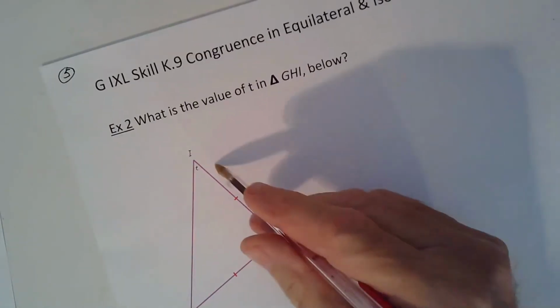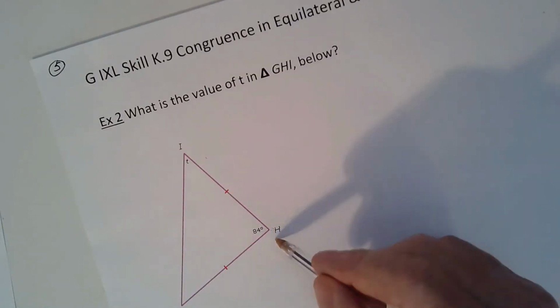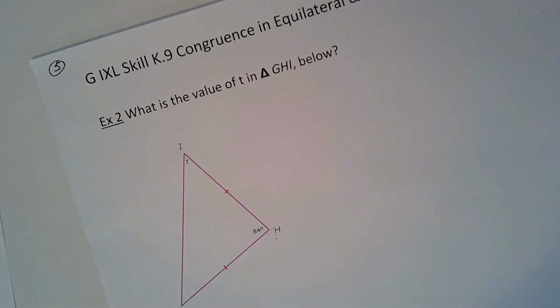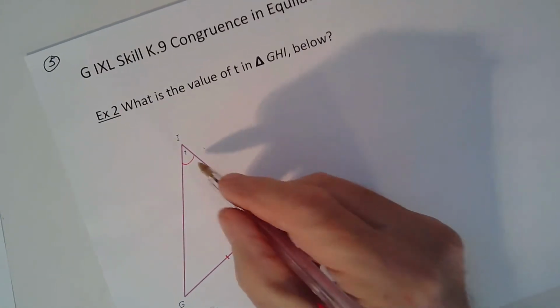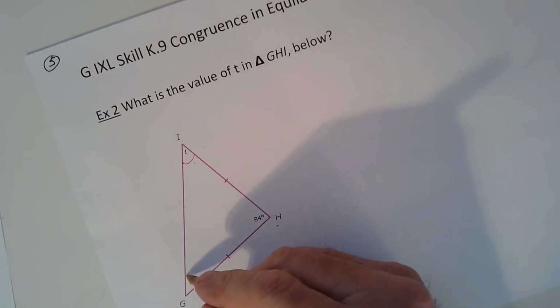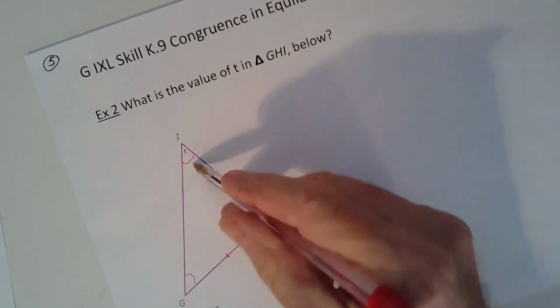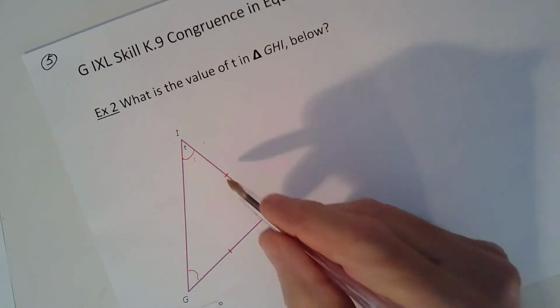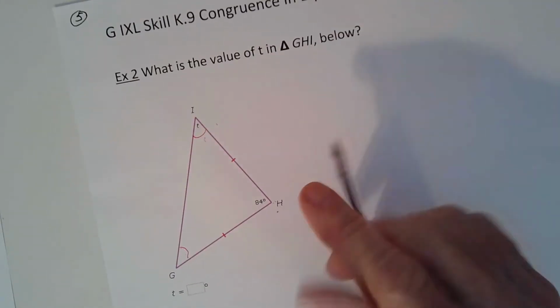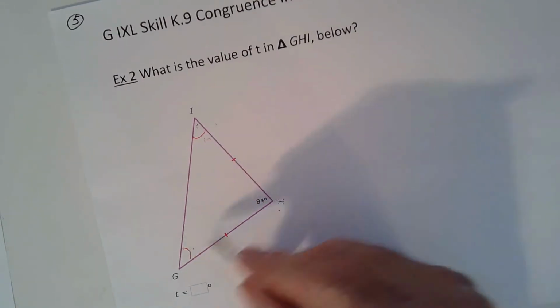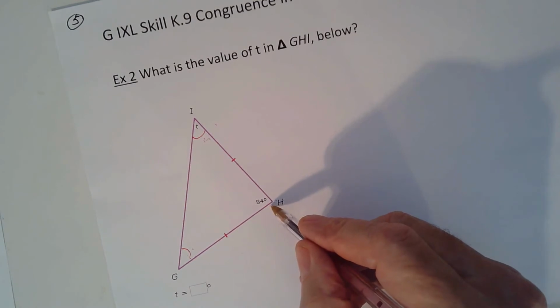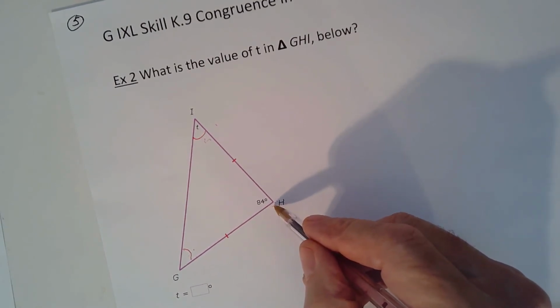GH and HI, those line segments are congruent, and therefore angle T up here, and notice the tick marks, angle T up here has to also be congruent to angle G, because those are the two base angles that are associated with the two sides. So we know that T plus whatever this is over here and 84 have to equal 180 degrees.